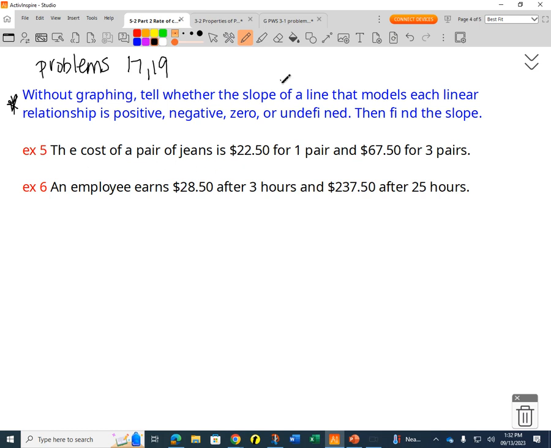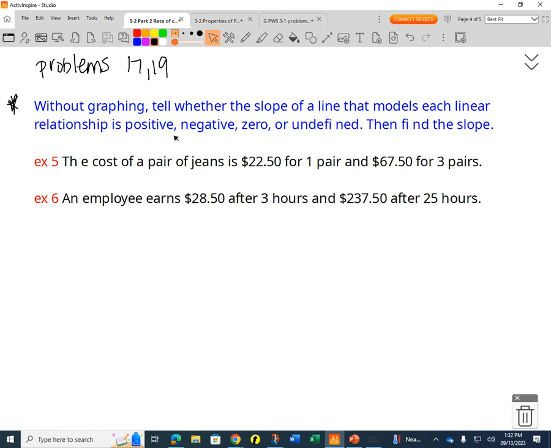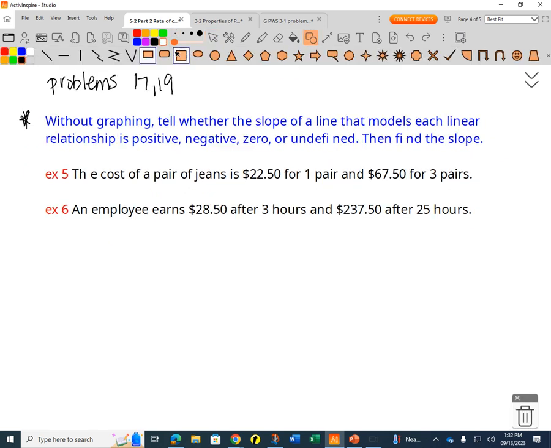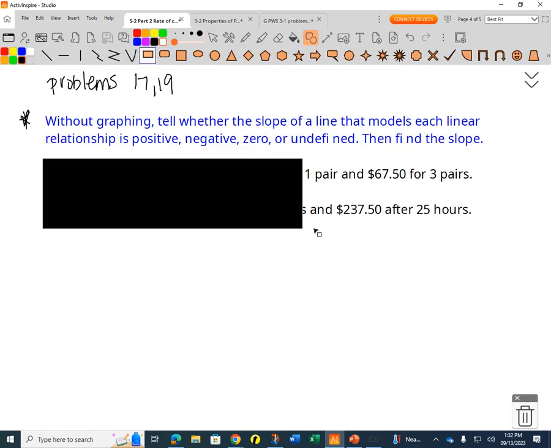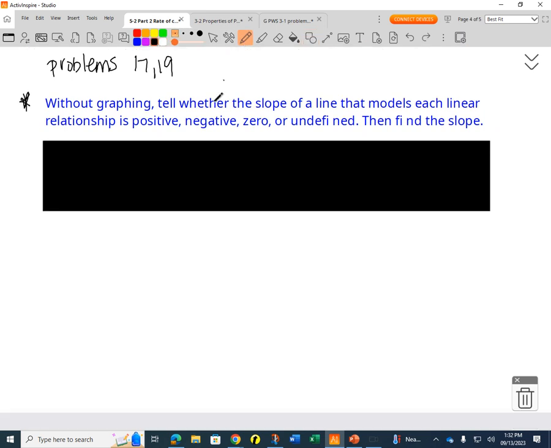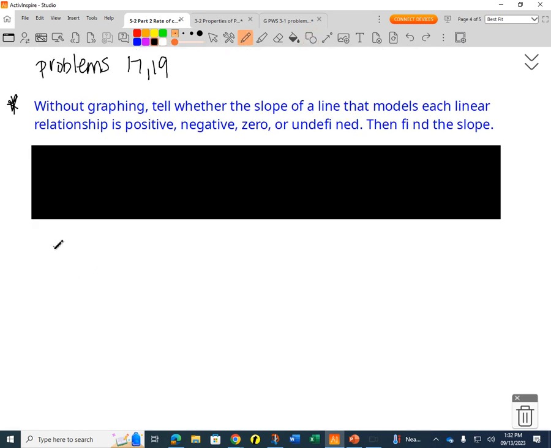Actually, let's not do these two. Let's do number 16 on your worksheet. That way you don't have to write a bunch of stuff. So we're going to use problem 16 for your example. Remember, you're not assigned problem 16. This is your example. But now we can look at problem 16.